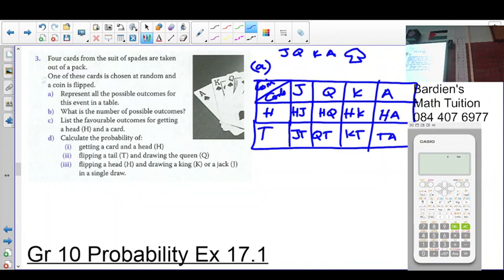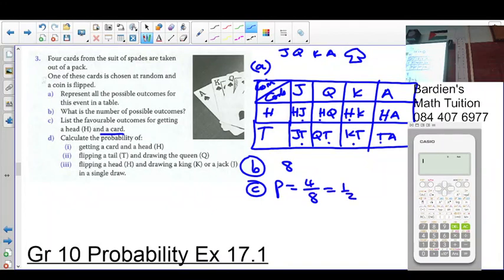B. What is the number of possible outcomes? It says 1, 2, 3, 4, 5, 6, 7, 8 outcomes. You guys understand? List the favorable outcomes for getting a heads and a card. So if it says and a card, that means to say it can be any card. Not so? Yes, sir. So how many heads are there? 4. So the probability is going to be 4 out of 8, which is?